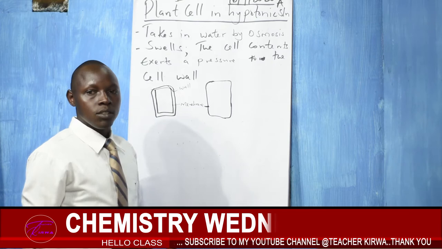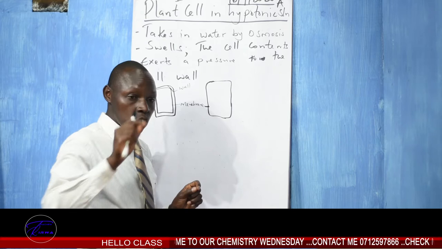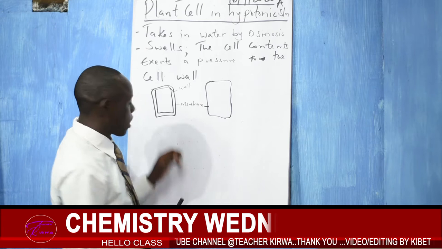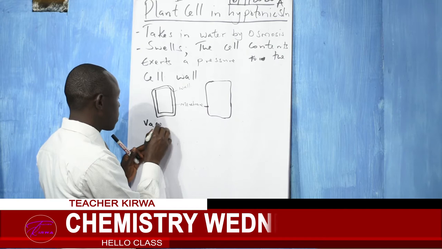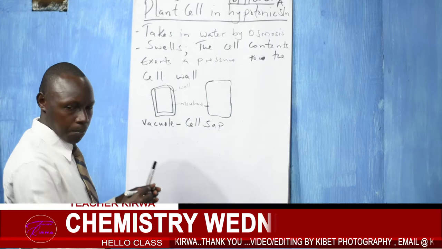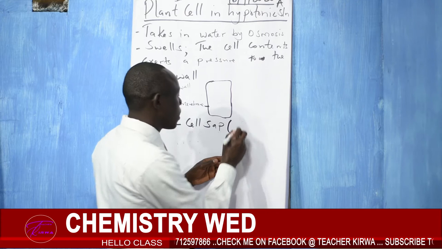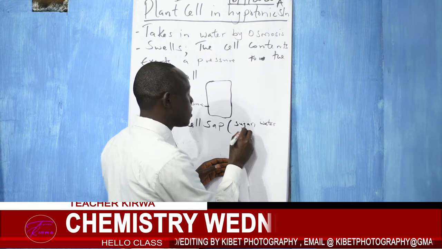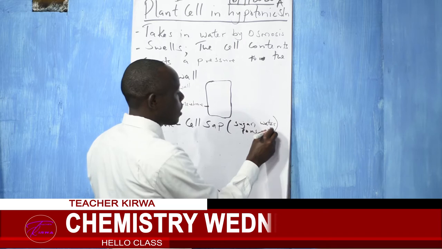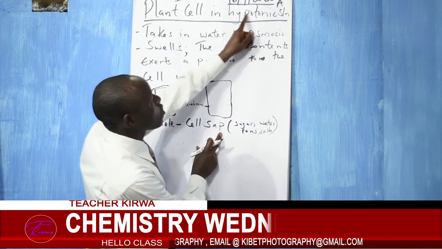Now, inside here, in an animal cell, is the cytoplasm. In a plant cell, inside here, we have a vacuole. Now, a vacuole contains cell sap. Sap is a fluid substance containing dissolved sugar, water, iron, so many things, mineral salts. Mineral salts are contained in the cell sap, which is found in the vacuole. So inside the cell, this is what we are discussing now, we have the hypotonic solution A, which this cell is put into.